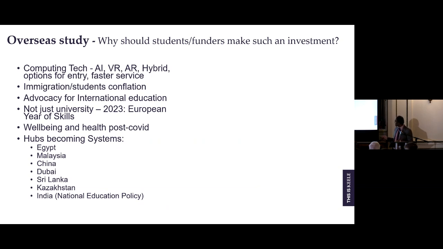So we know that all of these are pretty strong systems. Egypt is a very strong education system as a hub. Malaysia, we'll talk a fair bit about this evening. Dubai, Sri Lanka, Kazakhstan as well. And India has ambitions to be one of those hubs as well.